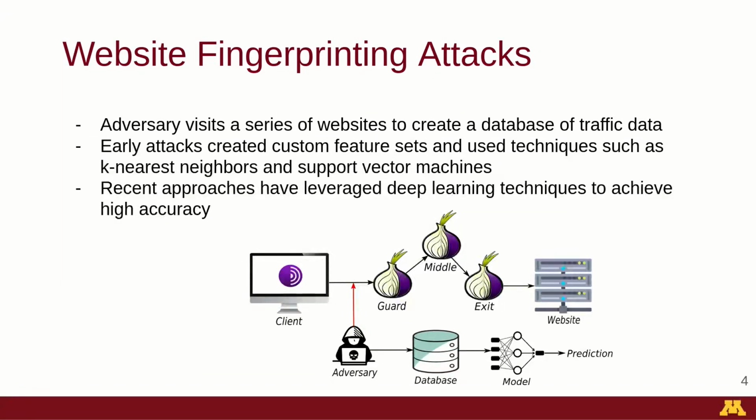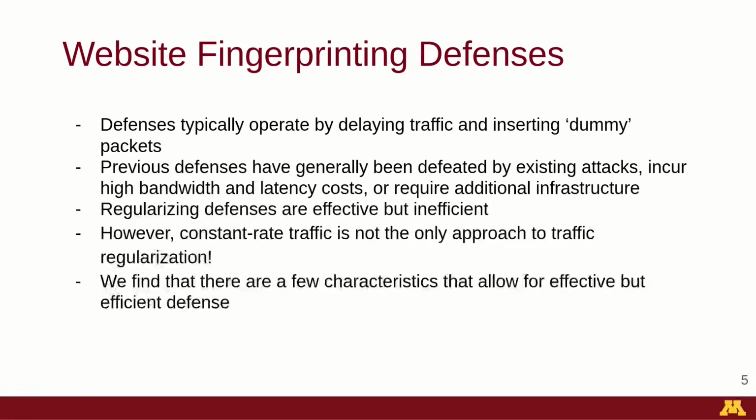Where early attacks struggled to reach the required degree of effectiveness for real-world use, more recent techniques have leveraged large datasets and convolutional neural networks to significantly increase attack accuracy, making the website fingerprinting attack more threatening. In response, a variety of website fingerprinting defenses have been developed. Defenses typically operate by delaying traffic and by inserting dummy traffic. However, previous defenses have generally been defeated by existing attacks, incur high bandwidth and latency costs, or require additional infrastructure.